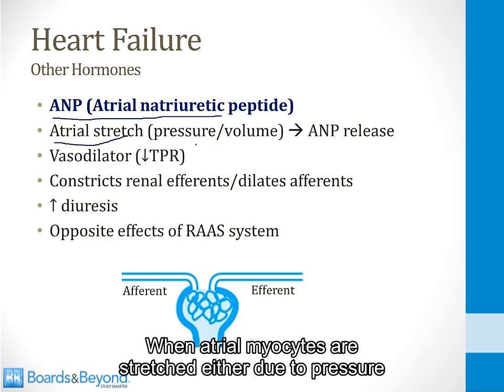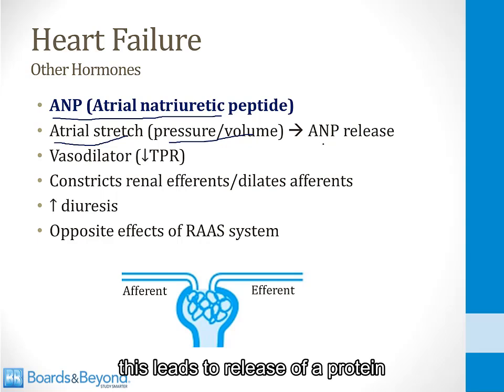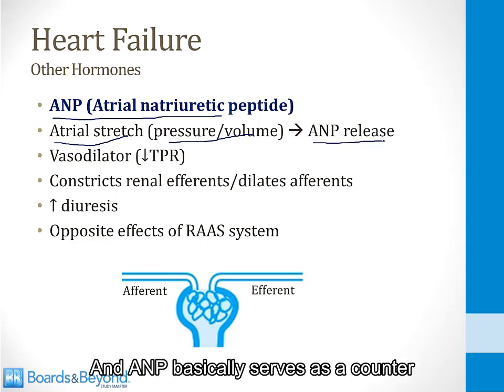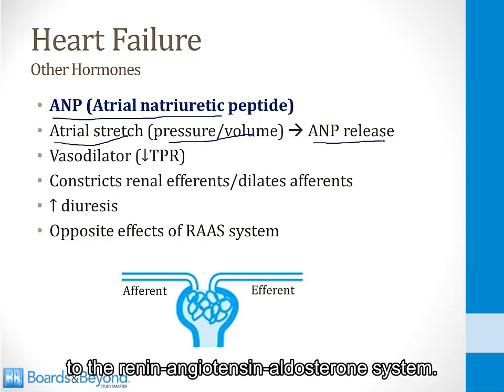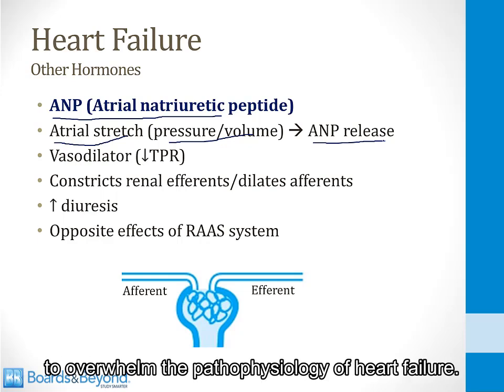When atrial myocytes are stretched, either due to pressure or volume overload inside the atrial chambers, this leads to release of a protein called atrial natriuretic peptide, or ANP. And ANP basically serves as a counter to the renin-angiotensin-aldosterone system. Unfortunately, it's not a strong enough counter to overwhelm the pathophysiology of heart failure.